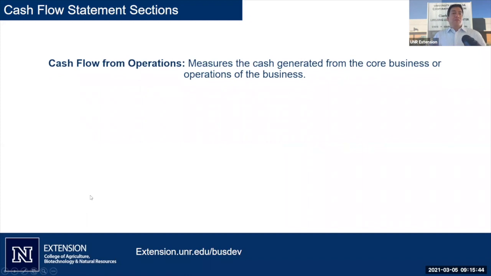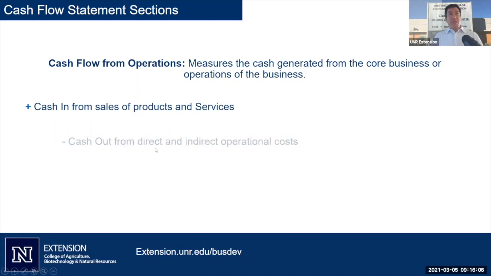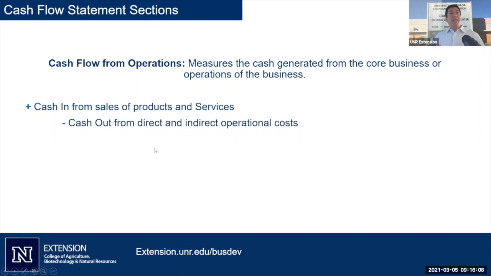So let's start with the first section, cash flow from operations. This section is going to measure the cash generated from the core business or operations of the business. So the operations section of the cash flow is going to measure the cash in from sales of products and services, and the cash out from direct or indirect operational cost.